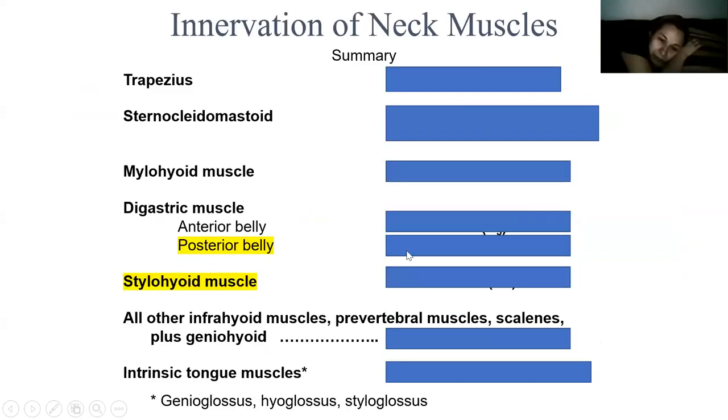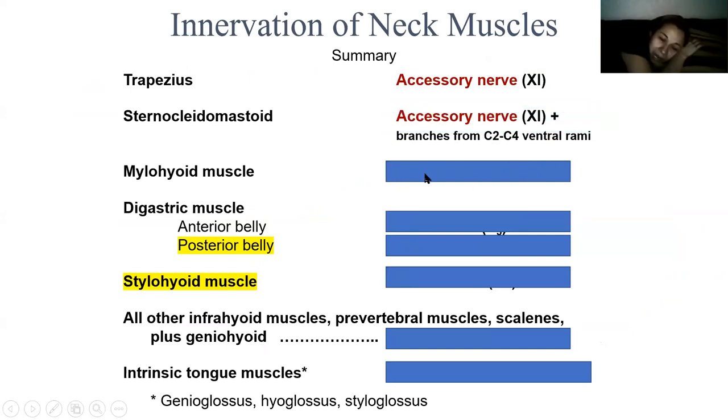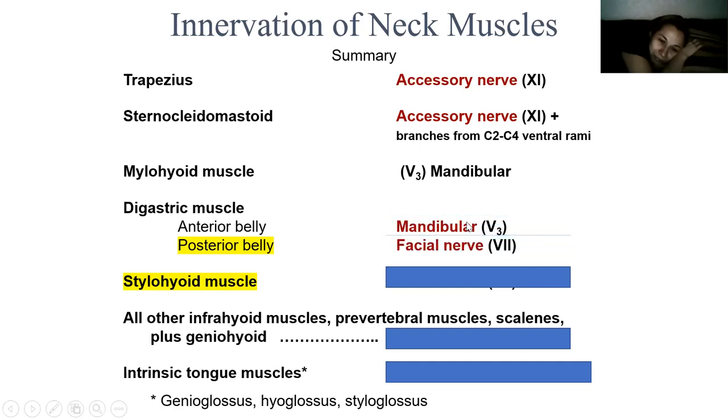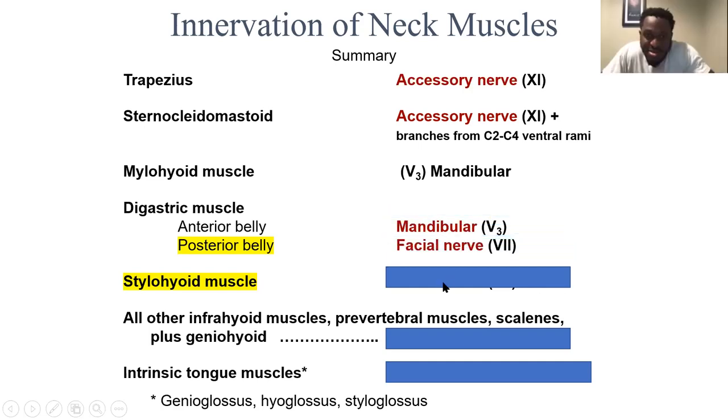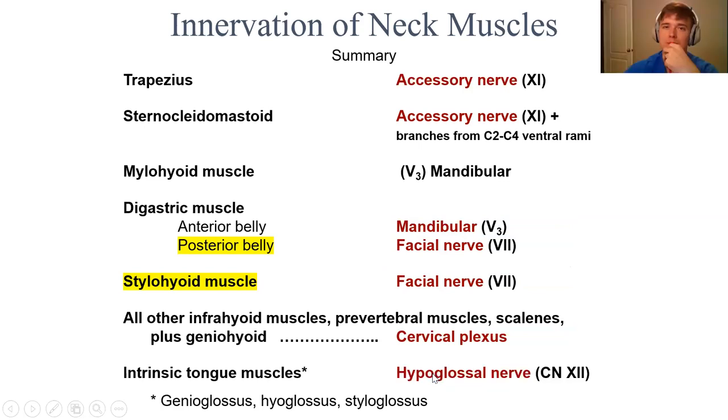Yes. All right, innervations. Trapezius: cranial nerve 11. Mylohyoid: V3, mandibular. And then facial, yeah, facial for stylohyoid. Facial. Cervical flexors. Hypoglossal. Yeah, hypoglossal.